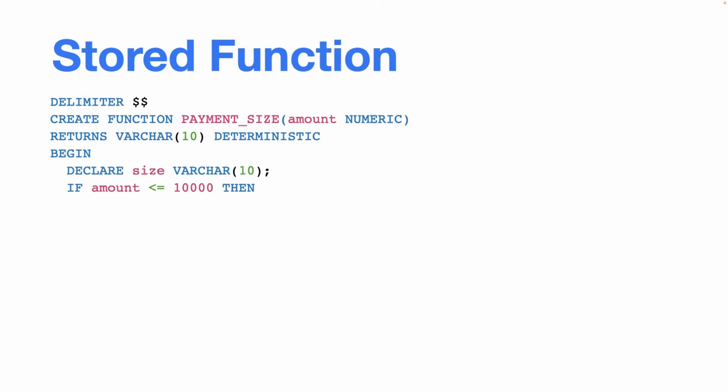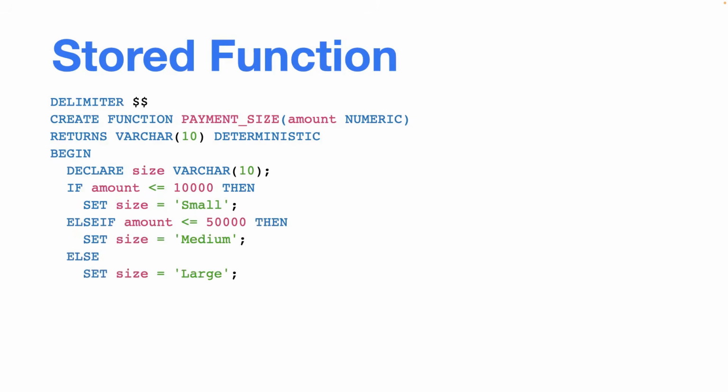We can have multiple statements. We use the if statement for conditional logic. So we say if condition then we can write some code. Else if condition then we can write some code. Else run some code, and finally we end the if. And after several lines of logic, we can then return a value, end the function and reset the delimiter. So that's how you create a stored function.